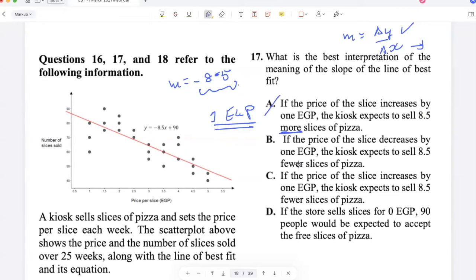So A is out. If the price of the slice decreases by 1, no, when we talk about slope, we are looking at price increasing by 1 unit. So yeah, if it increases by 1, the kiosk expects to sell 8.5 fewer slices. So C is the answer.